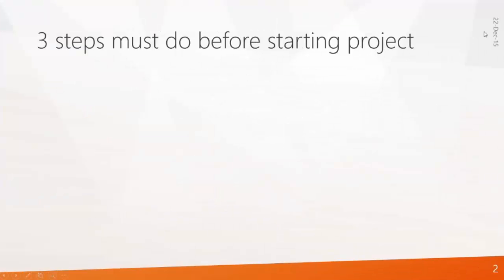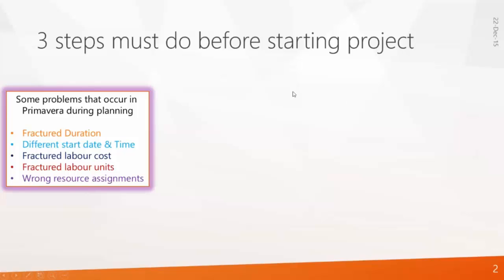Okay, so there are 3 steps you must do before starting the project. If you didn't do this setting, what is the problem? You may get fractured duration. It means if you give 10 days duration, it may become 10.15, 10.12, 10.13. That is called fractured duration, and there is a chance of getting it in your schedule.